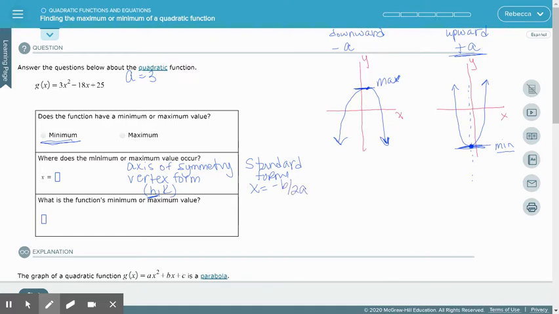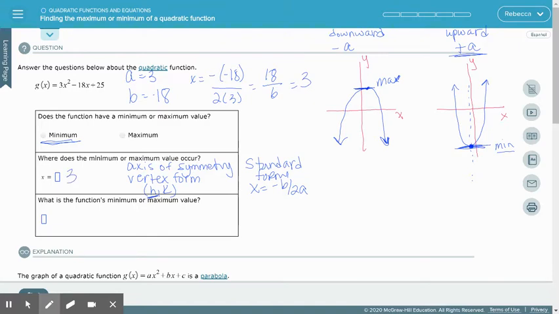So we go to our equation. So we need b. B in this problem is negative 18. So to find x, we're going to take the opposite of negative 18, because it's the opposite of b. And then we're going to divide by 2a, so 2 times 3. So the opposite of negative 18 is positive 18. 2 times 3 is 6, and so x is 3.